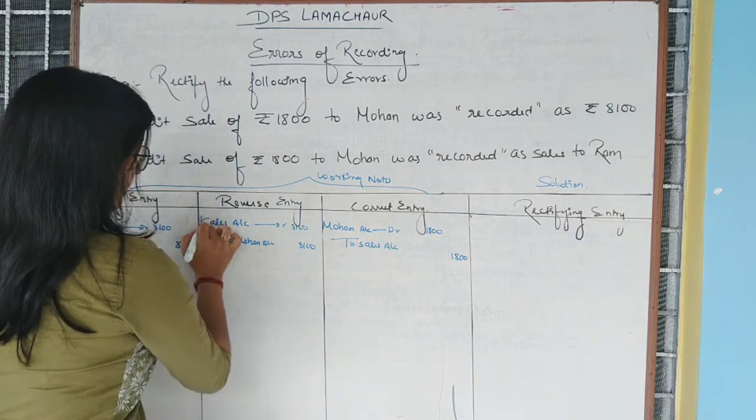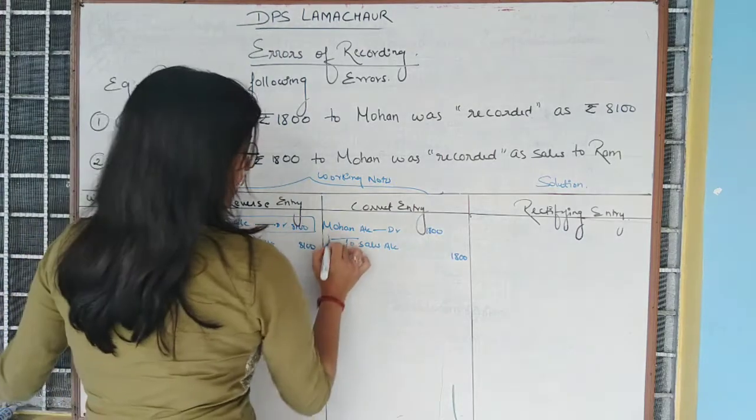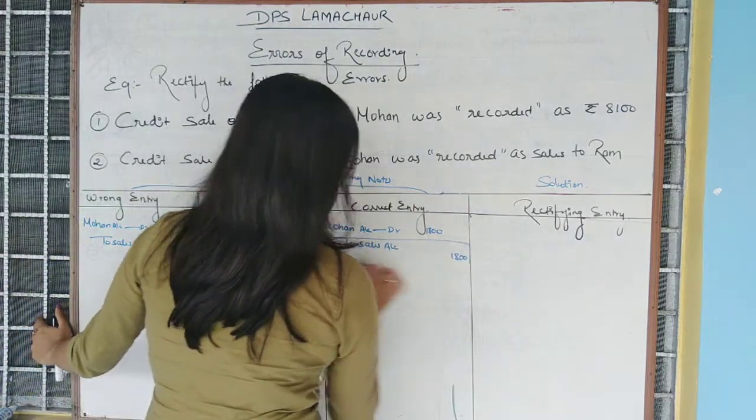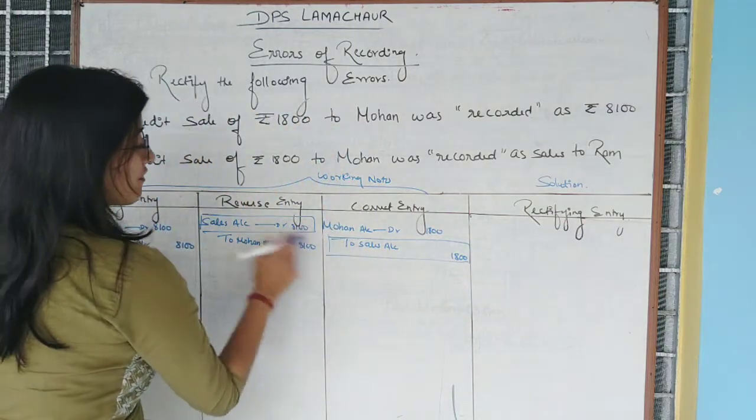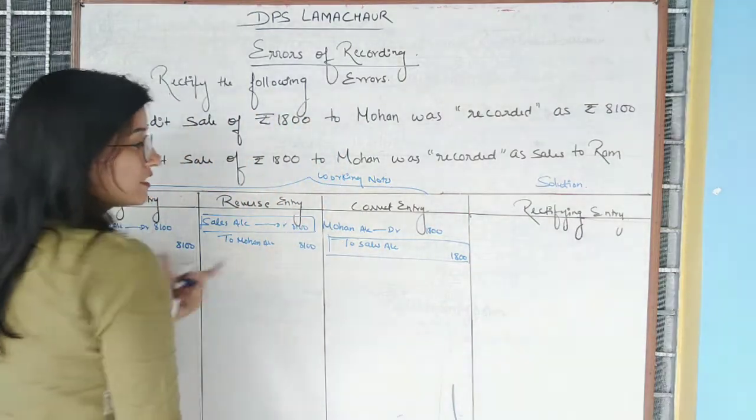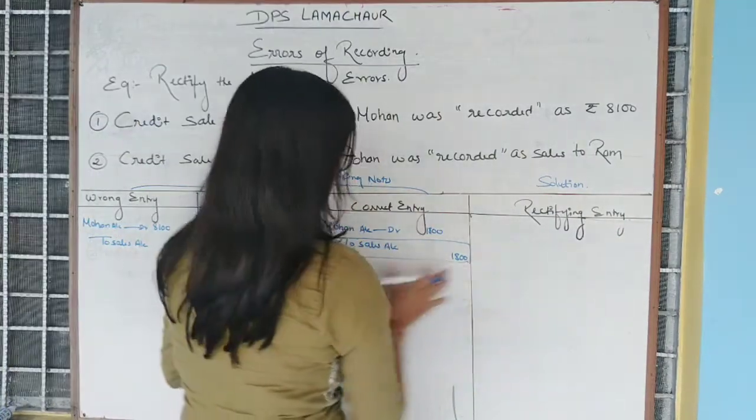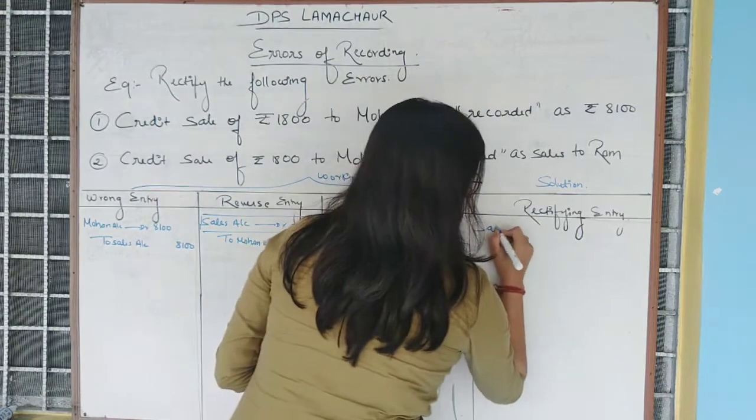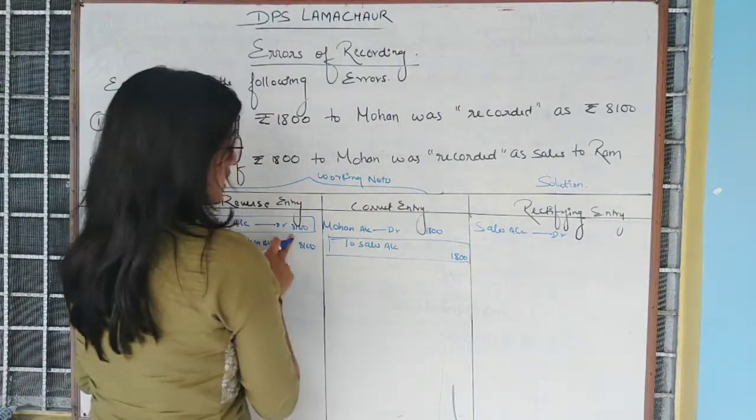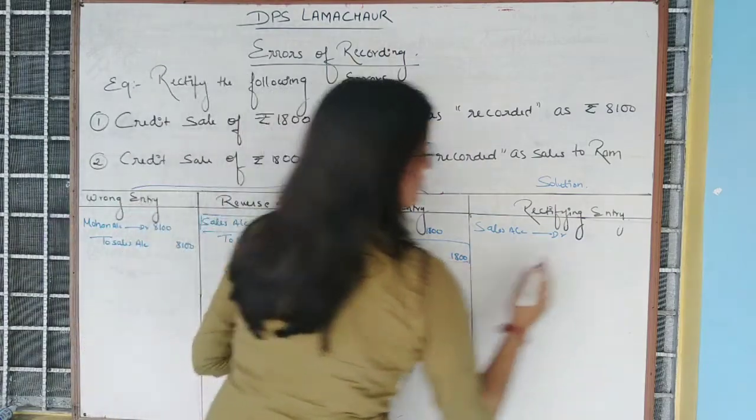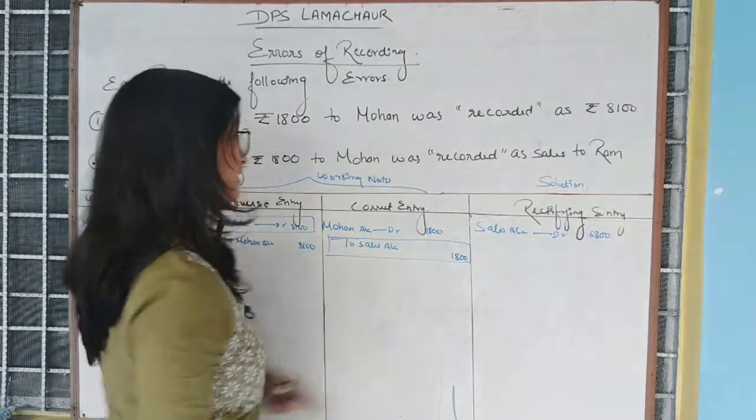So here, sales account is debited with 8100, and in correct entry, sale account is credited with 1800. So net effect of sales account will be 6300. So by rectifying the entry, we will debit the sales account. Sales account will be debited with the amount 8100 minus 1800, which is 6300. 6300 is the net effect.